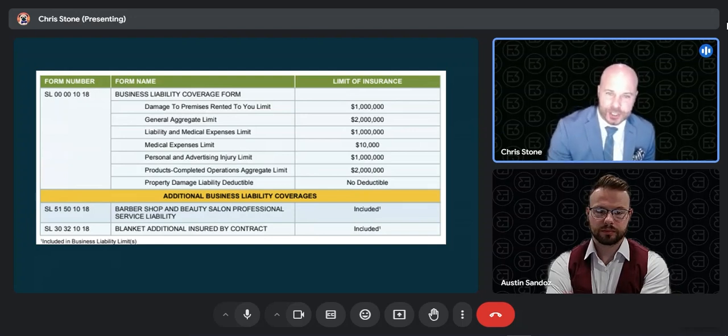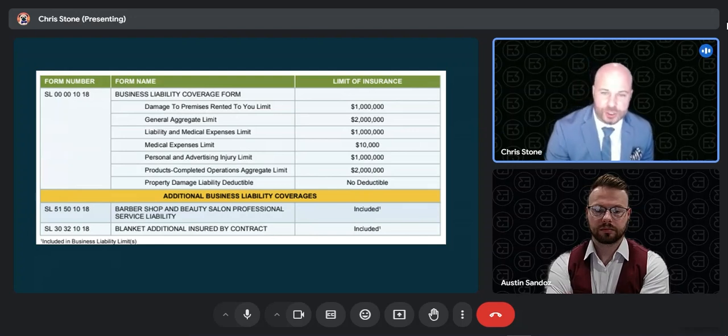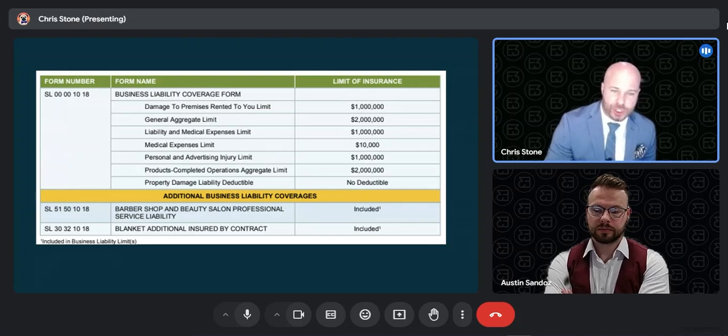You'll see inside that general liability, it covers $10,000 in medical expense, as well as personal and advertising injury. That's the one where you can get in trouble for libel or slander. That more falls under a marketing type coverage. Below that, you see included barbershop and beauty salon professional service liability. That is her getting $1 million for professional liability.